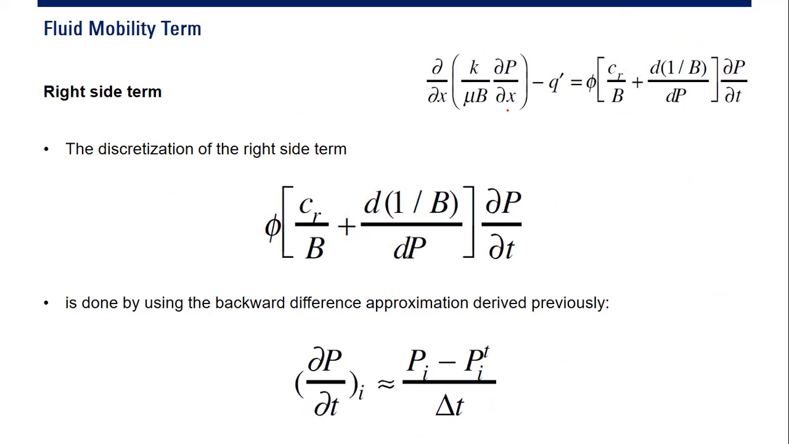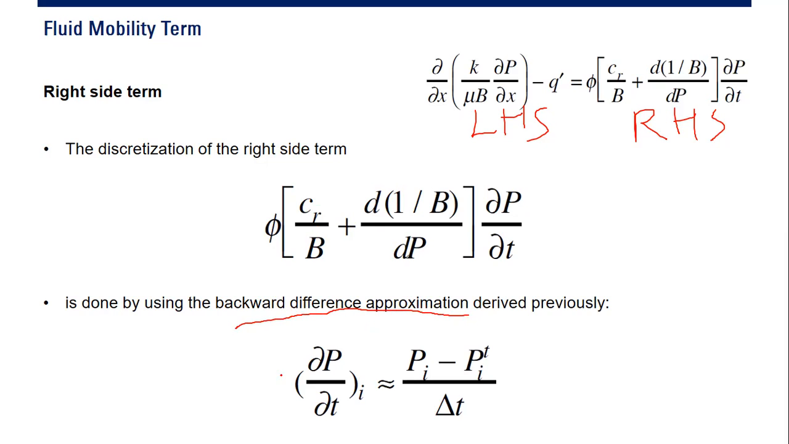Yeah, this is the left hand side, LHS, and then this is the right hand side. Now we talk about the right hand side, the fluid mobility term. The discretization of the right side term, porosity multiplied by rho compressibility divided by B plus d(1/B)/dP, dP dt, we do backward difference approximation.